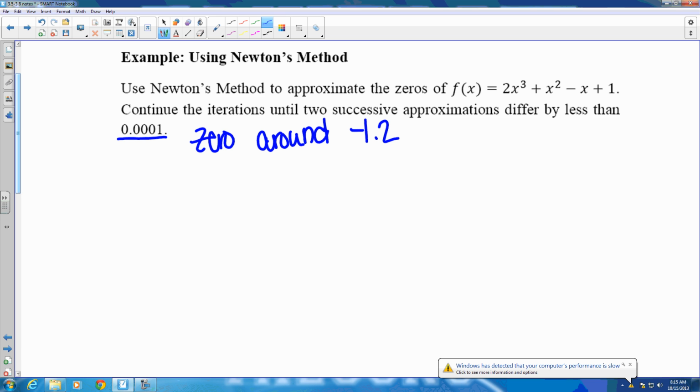Remember that we need to find f prime, so I'm going to do that right away. That's 6x squared plus 2x minus 1. So that's what we're going to be plugging things into. It's always helpful to see that.